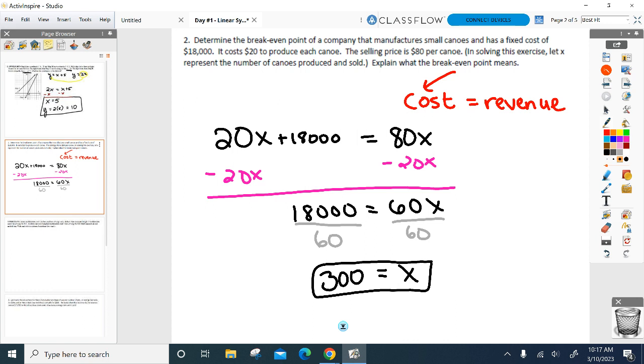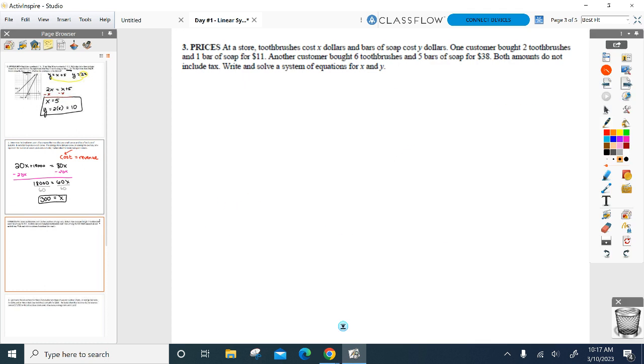All right, we go from canoes to selling toothbrushes and soap. Good transition. Why you would buy this many toothbrushes, I don't know, but here we go.